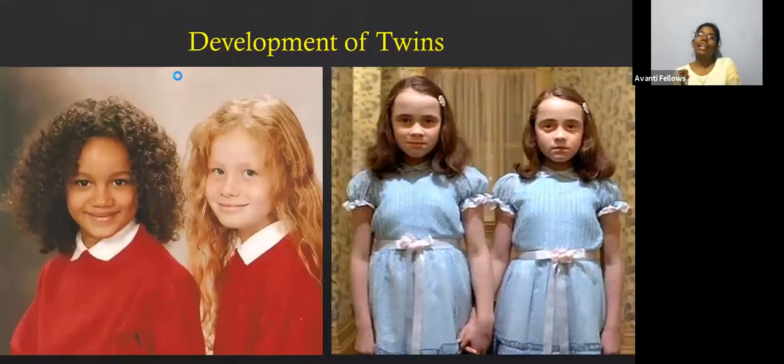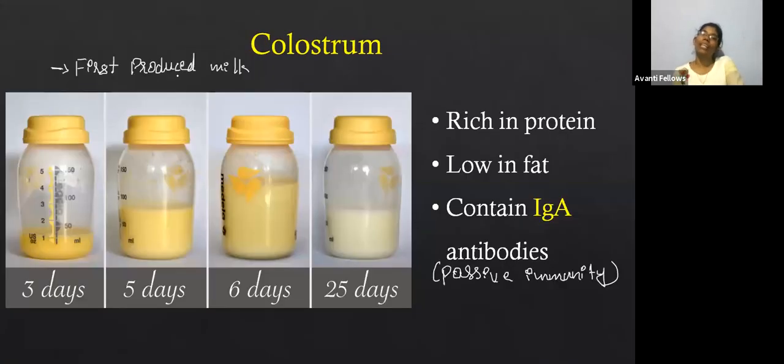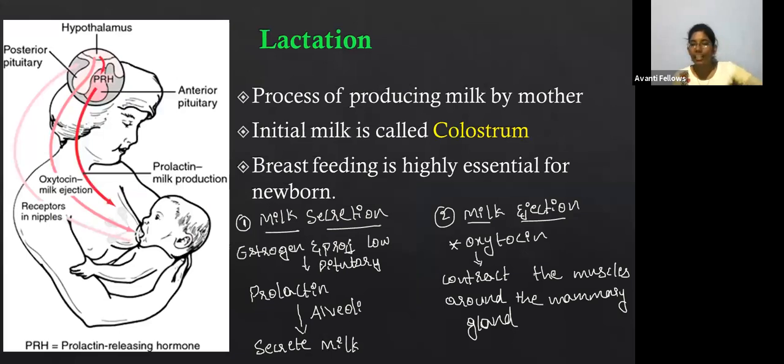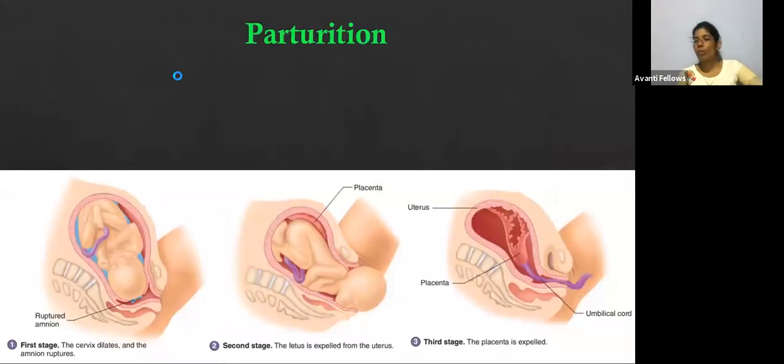And lactation. Why the lactation name came is that in lactation, the milk the mother produces contains a sugar called lactose. You know about lactose, right? So whenever the lactose sugar is being produced, that process is lactation. And parturition, you need to remember parturition. You know about parturition as well already.